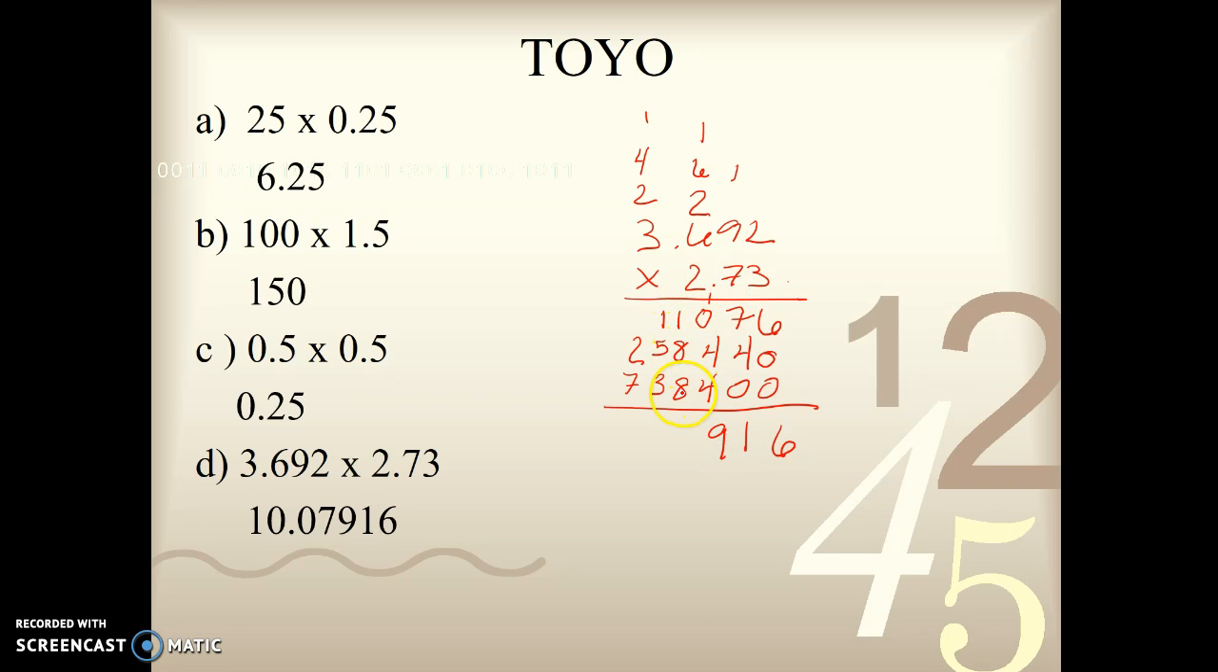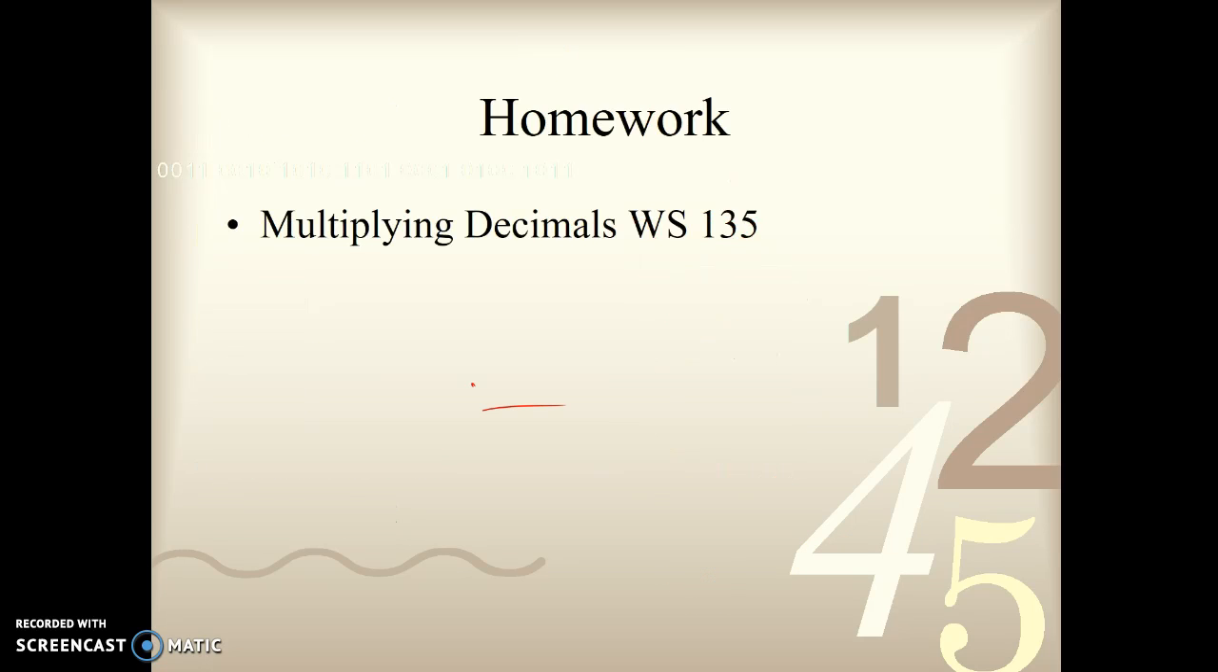Let's see, 9 plus 8 is 17. 2 plus 5 is 7, plus 3 is 10. 1 plus 2 is 3, plus 7 is 10. And then we count how many decimal places we have in the factors. So we have 1, 2, 3, 4, 5. So let's go down here to the product and count 5 decimal places. 1, 2, 3, 4, 5. And that's how we came up with that number, 10 and, gosh, what is that? 7,916 hundred thousandths.